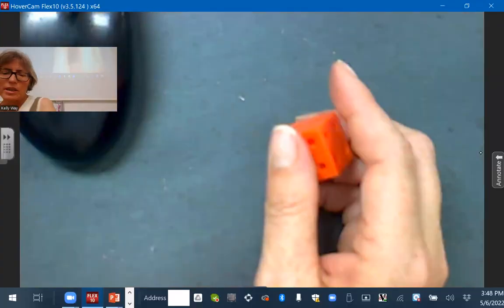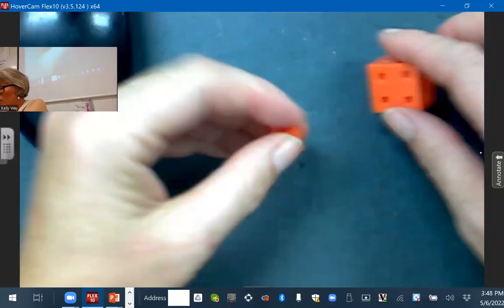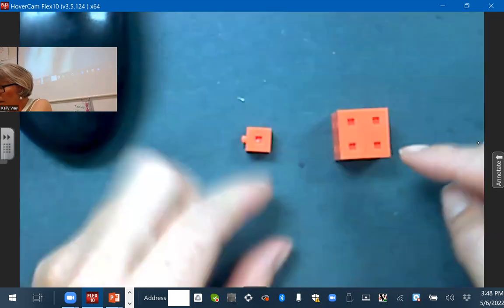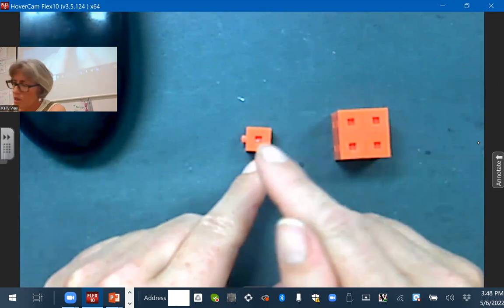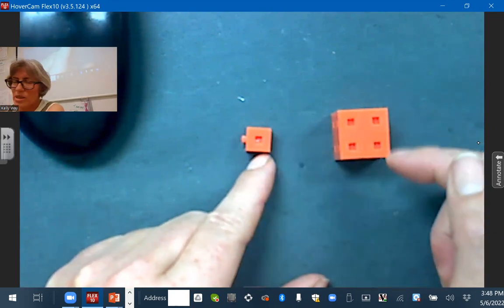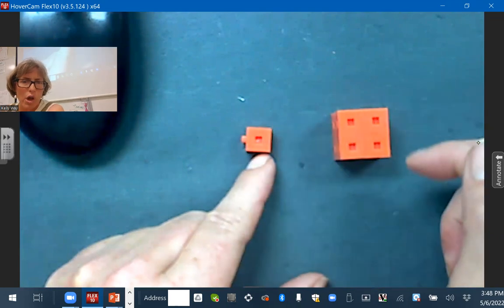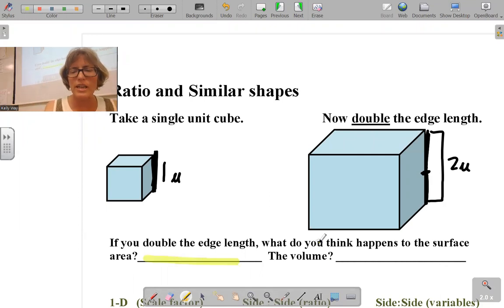So we have basically hands-on. You can see what's going to happen here. My edge, my edge. So this is 1 unit, this is 2 units. So the question is, if I double the single edge, what happens to the area? What happens to the volume? So my edges, I want you to just take a guess there.